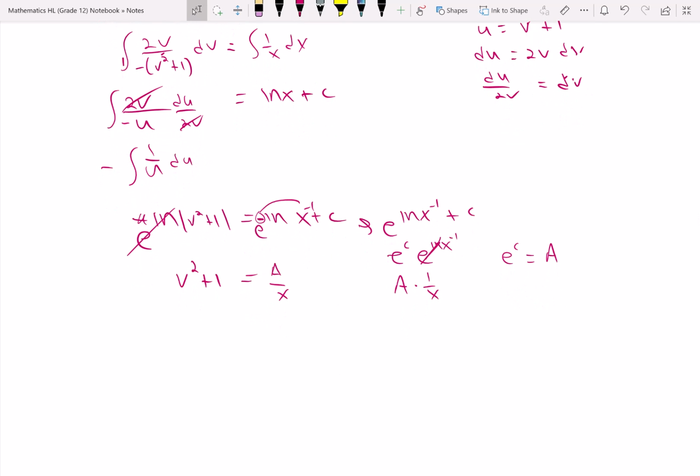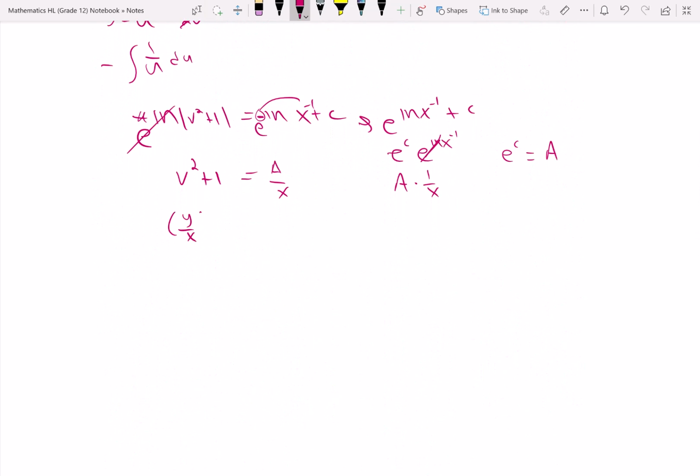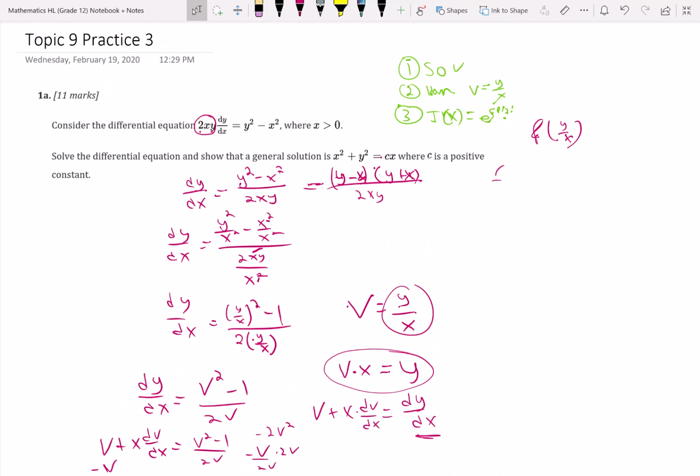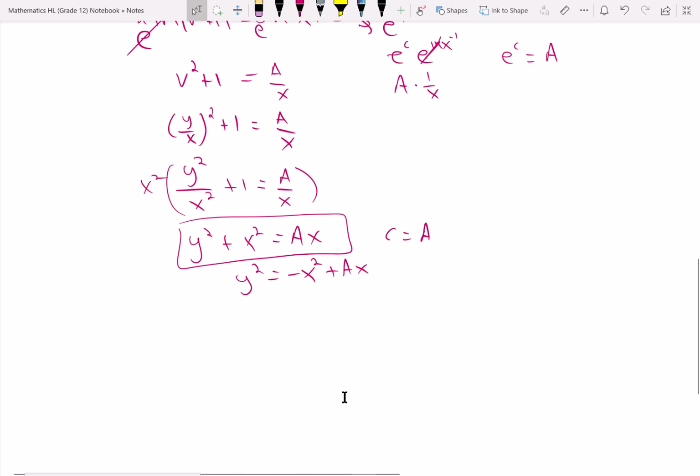Right, and from there, we can then substitute back in what we had, which was v equals y over x from the beginning. So this is y over x squared plus 1 equals a over x. Let's try to get rid of the x. So this means we multiply everything by x. Sorry, this is not x squared, this is x. And you get y squared plus x squared equals ax. So y squared equals negative x squared plus ax. I don't remember if they gave us an initial condition. Oh, we're trying to show it like this: x squared plus y squared equals cx. So actually, just stop right here. And instead of calling it a, let's let c equal a. So there you go, we're there. And that's the first part.